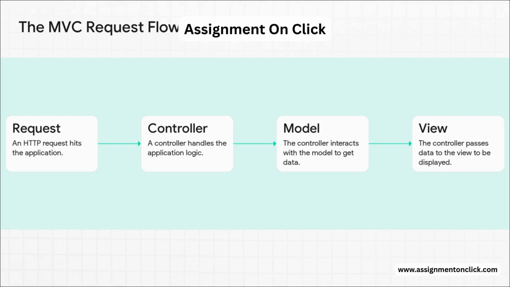First, a user's request comes in. A router, like a traffic cop, sends it to the right controller, our factory manager. The controller then talks to the model to get whatever data it needs, maybe info on a specific car. Once the model hands that data back, the controller passes it off to the view, which then builds the final HTML page the user sees. It's a clean, logical, and predictable flow every single time.